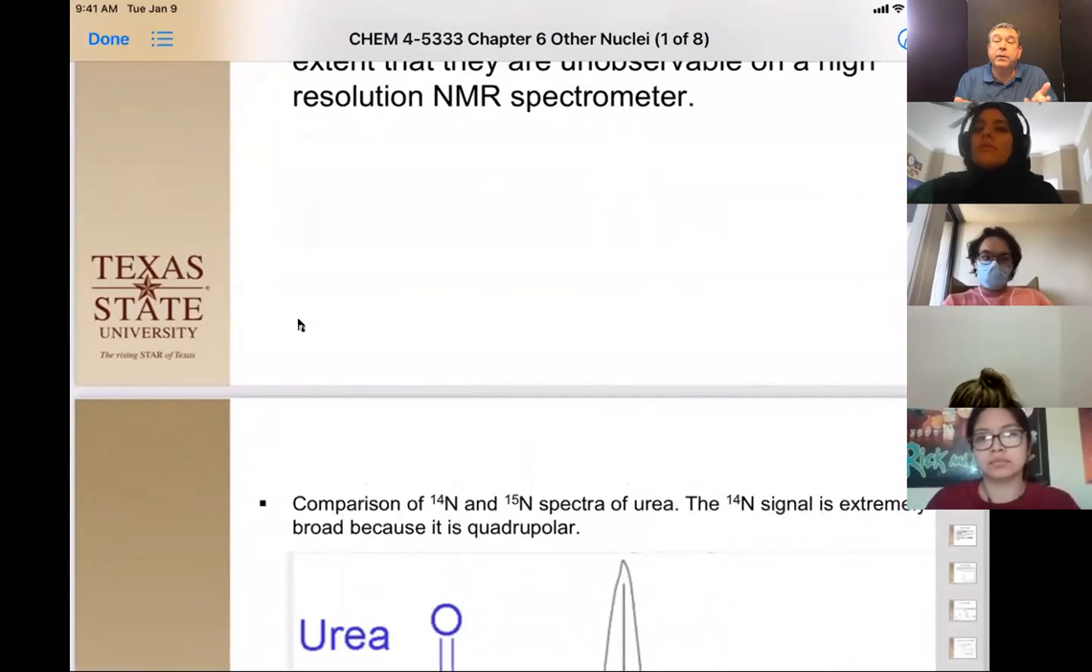Okay, so that's one of the great things. Those are the things we look for in an NMR active species: having a one half spin or a multiple of one half spin, because all of our one half spin and multiples of one half spin have zero quadrupole moments. Okay?